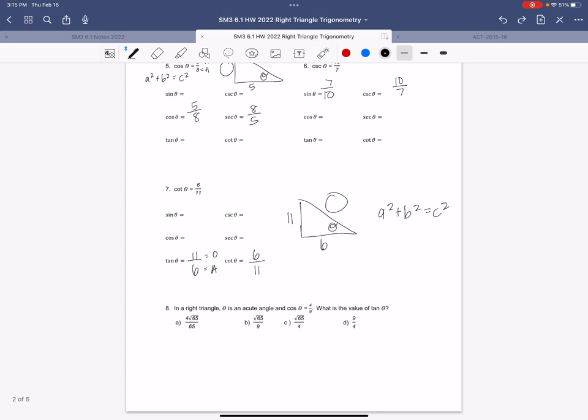Same thing with 8. It says you've got a right triangle. You have the cosine is 4/9. So cosine, if I'm going with SOHCAHTOA, is adjacent over hypotenuse. So adjacent, again, I always find the opposite. I think that's easier, which means this side has to be my adjacent and this side has to be the hypotenuse. Okay, so the adjacent side is equal to 4, and the hypotenuse is equal to 9. Okay, so I want you to find the missing side and then identify what the tangent would be. So that would be opposite over adjacent.